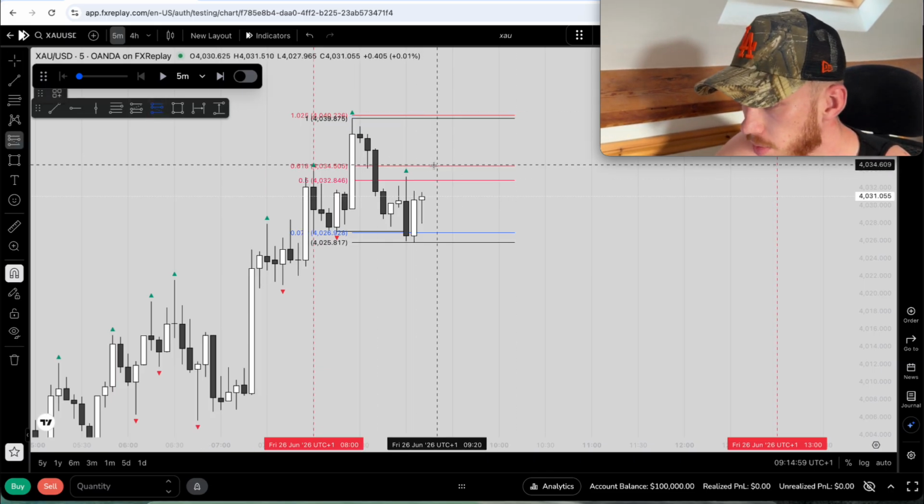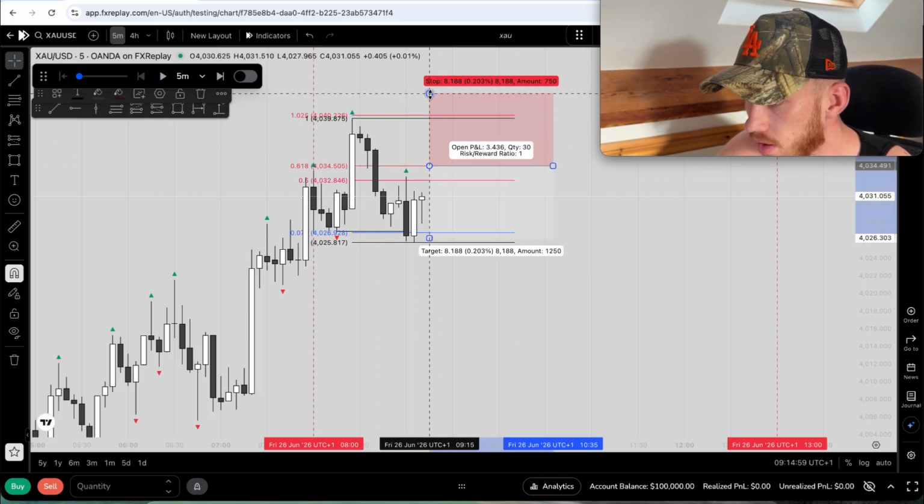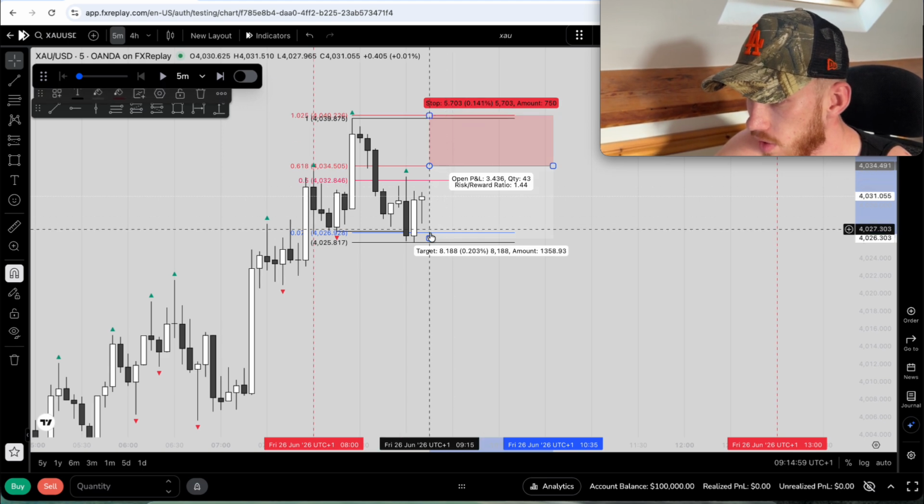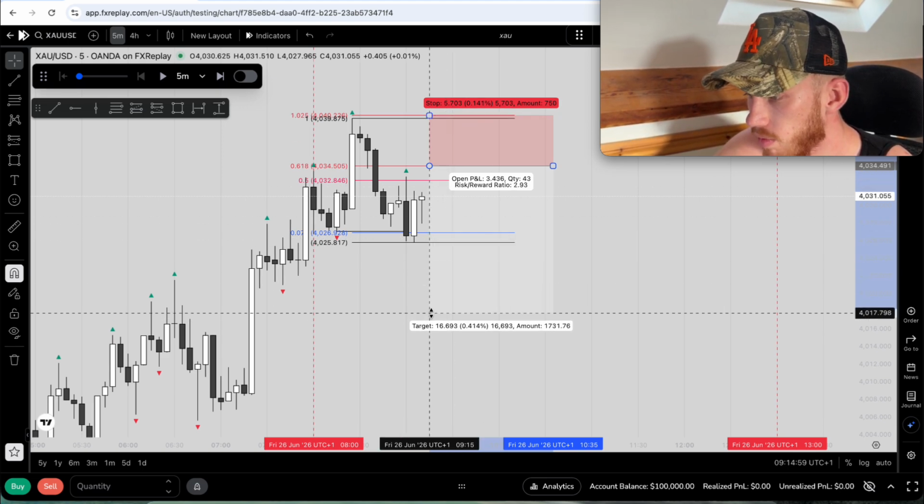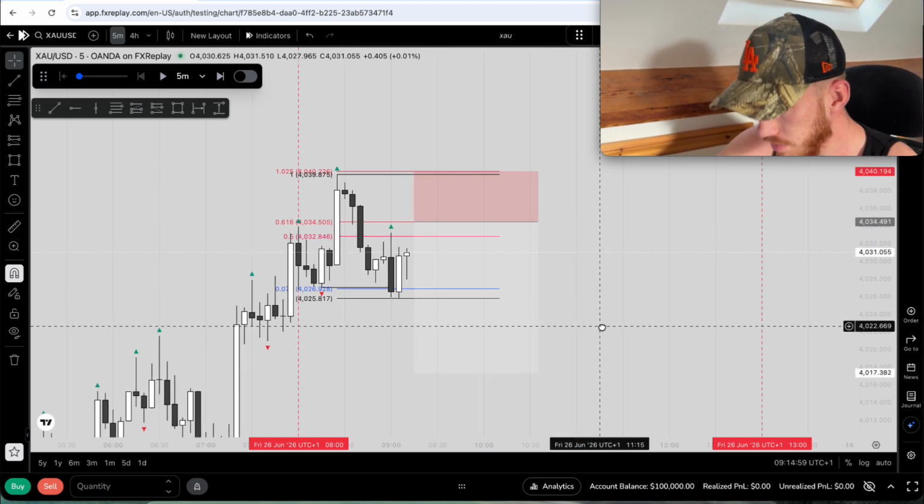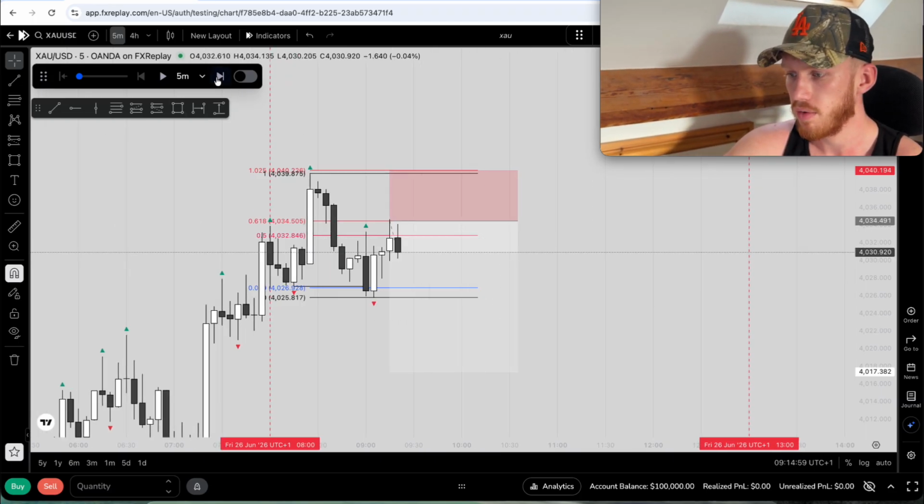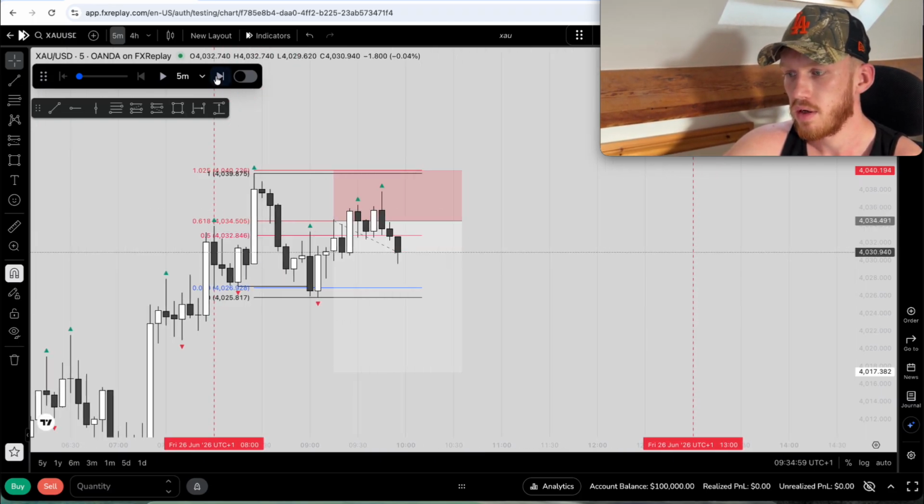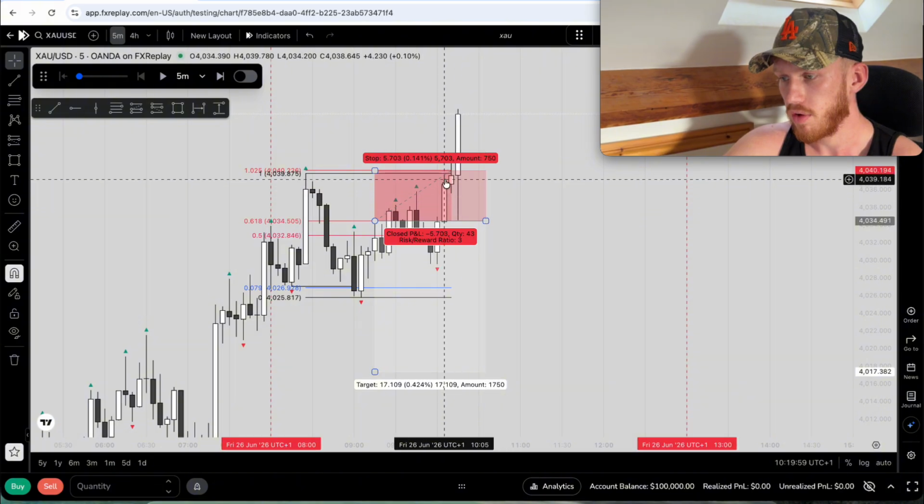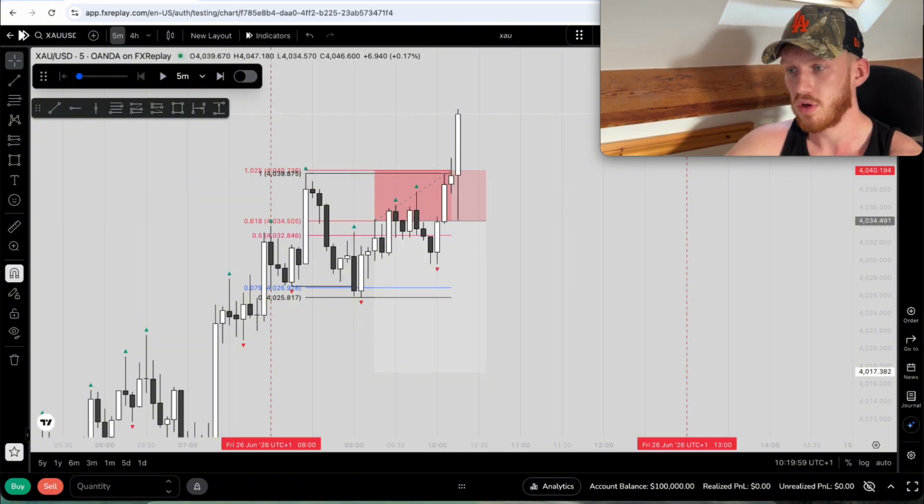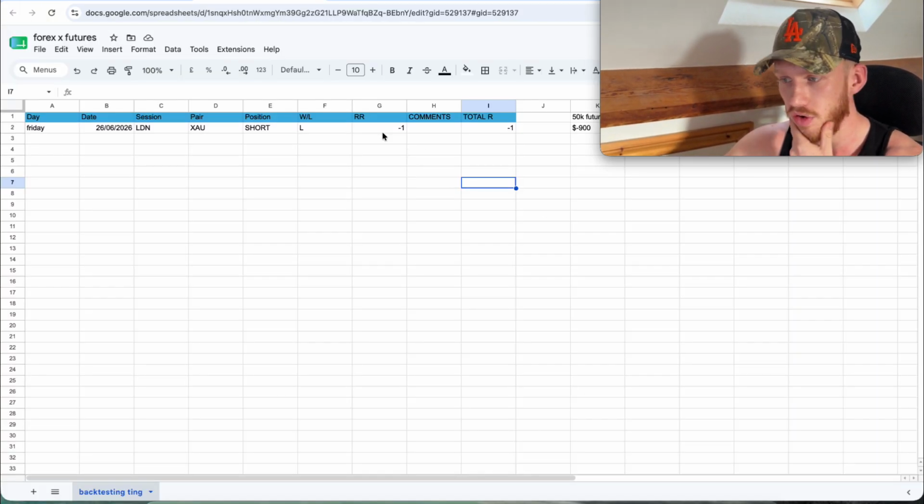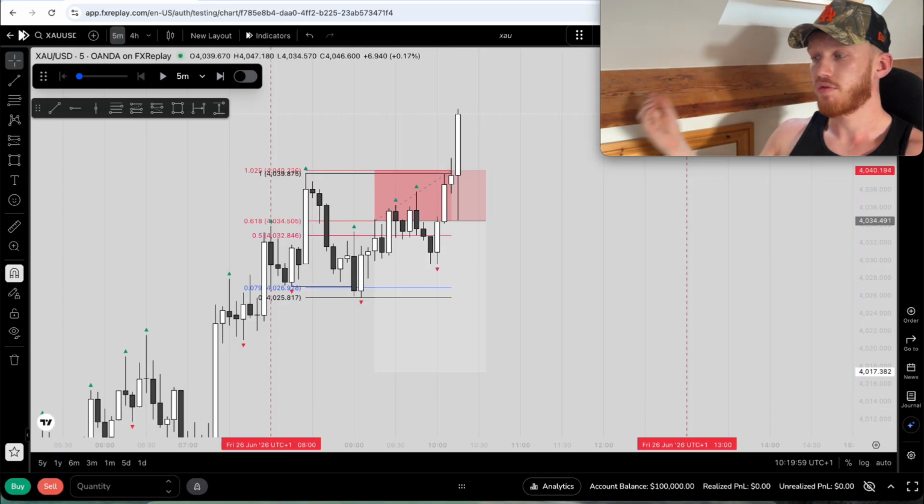So at this point, we'd have our entry on the 618, stop loss at the 1.025, and then we target a fixed three risk to reward, like so. And then that is it. And then we play price out. We would have got tapped in there, and then we would have gone and hit stop loss there, which obviously is what's shown here as our first loss of the series.